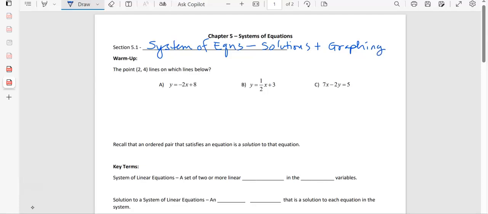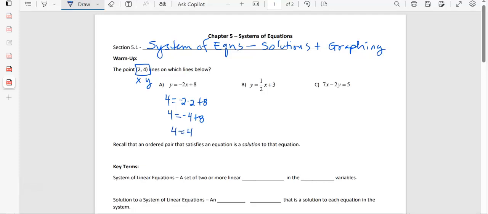For our warm-up today, I want you to think about which equations, or which lines, the point (2, 4) lies on. And we know that if a point is a solution to the equation, then it lies on the graph of the line. So if I were to determine algebraically which lines contain the point (2, 4), I would substitute 2 in for x and 4 in for y for each equation. It would be helpful if I substituted the right number in. And if I ended up with a true statement, then the point would lie on that line.